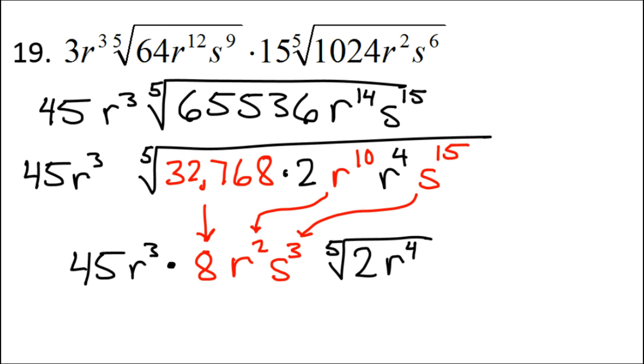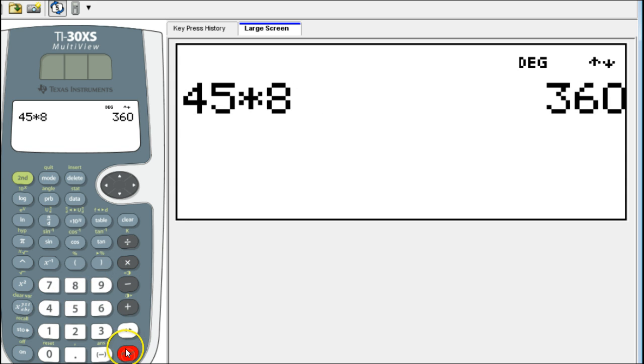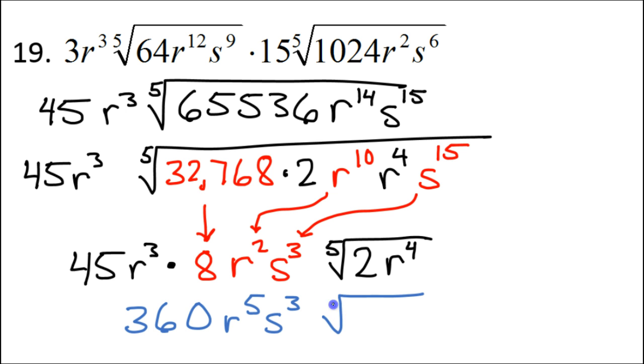So let's see, 45 times 8, I don't know that off the top of my head. 45 times 8. That's 360. Okay, so I've got 360. And then r to the 3rd power times r squared is r to the 5th power. Okay, and then I've just got this s to the 3rd power to bring down. Alright, and then I've got the radical. So that's the 5th root of 2r to the 4th power. And this is the final answer.